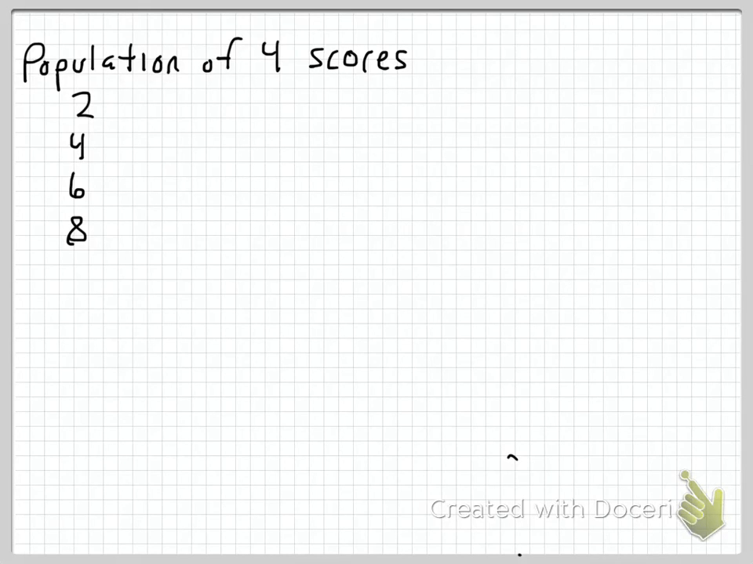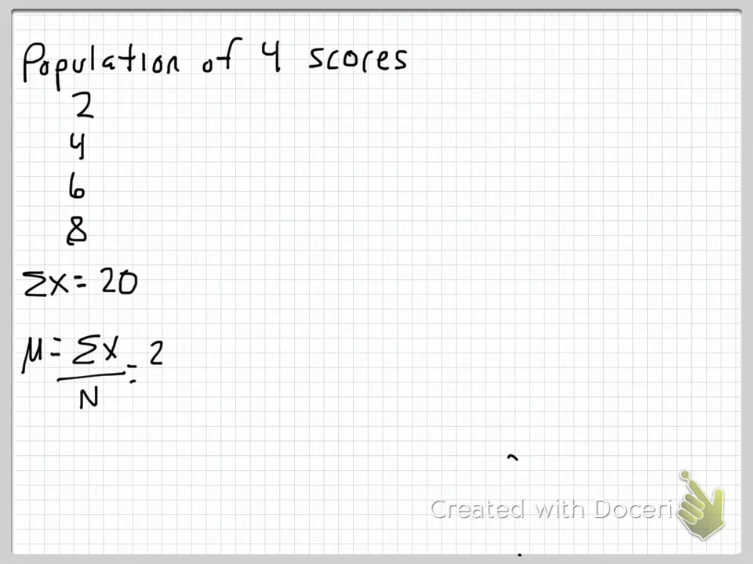So to compute the mean of this population of 4 scores, you're going to need to know the sum of the scores. You need to add up the scores, where the sum of the scores is equal to 20, right? 8 plus 6 plus 4 plus 2 is 20. Then the mean is just the sum of the scores divided by n, and we have 4 scores, which gives us the mean for this population of 5.